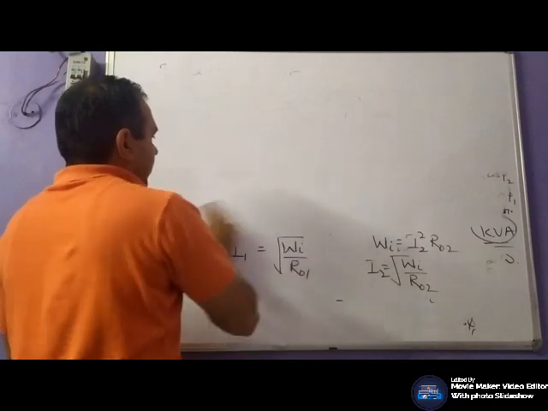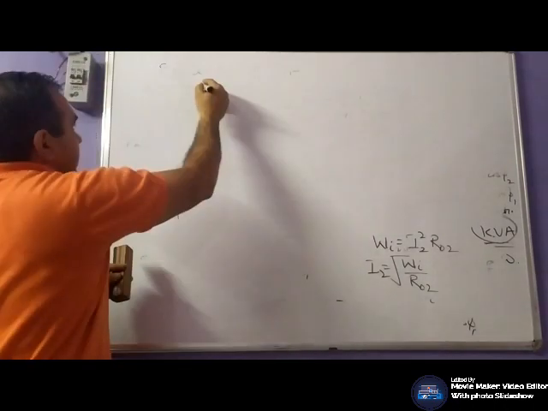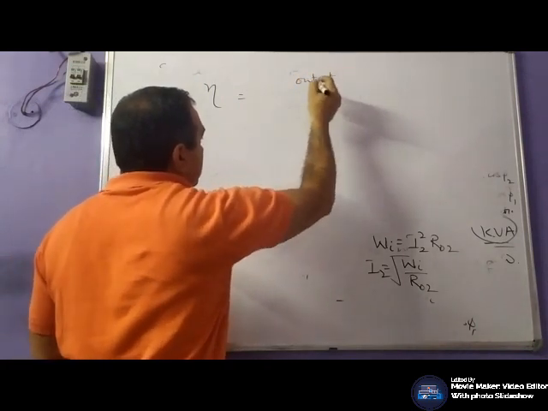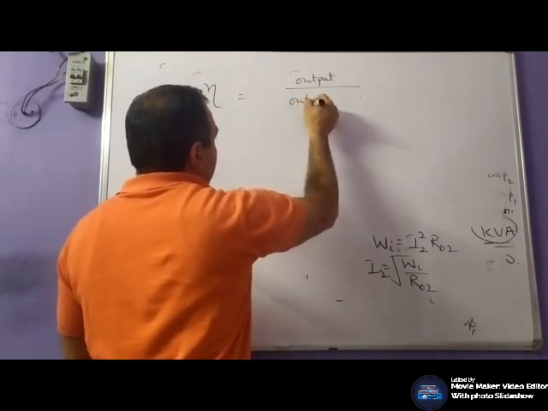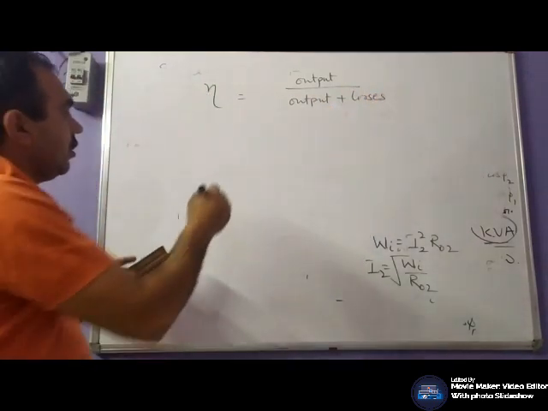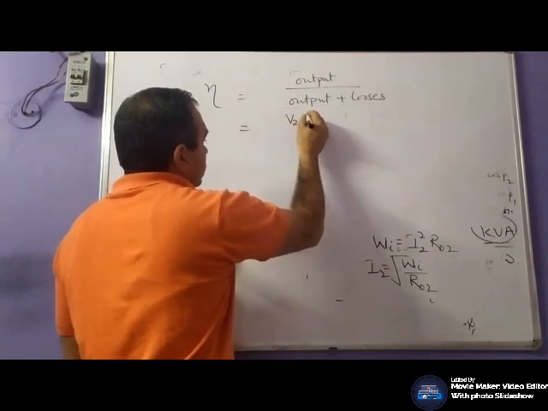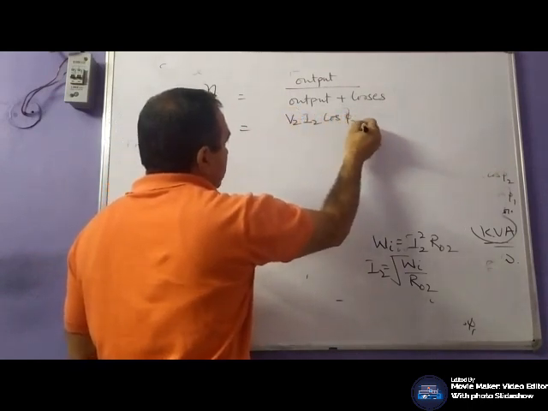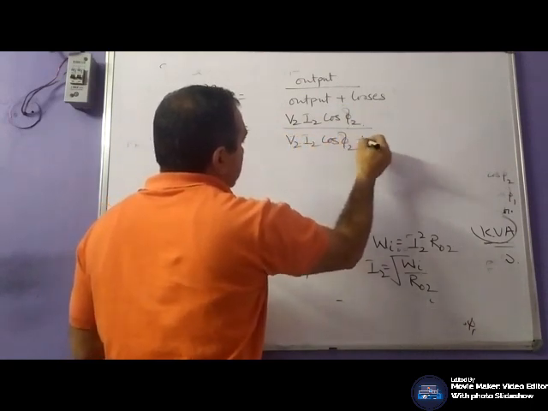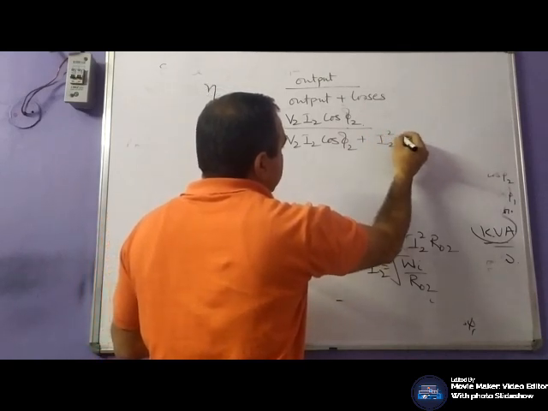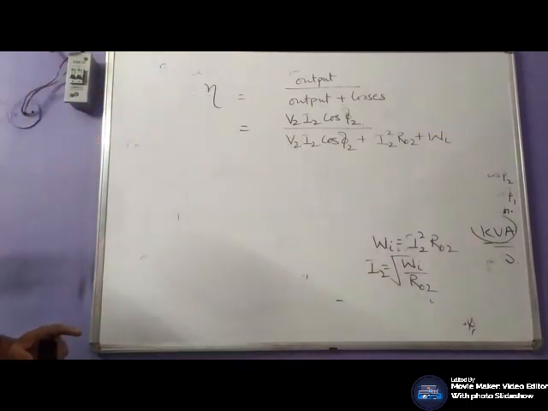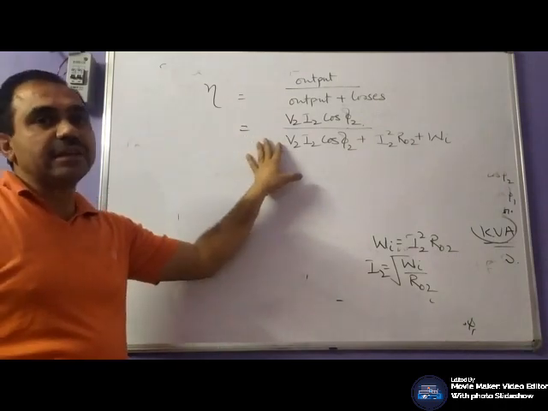If we write down the formula for the efficiency, it would be output by output plus losses, or V2 I2 cos phi 2, divided by V2 I2 cos phi 2 plus I2 square R naught 2, the copper losses. We can find out the efficiency at any load.